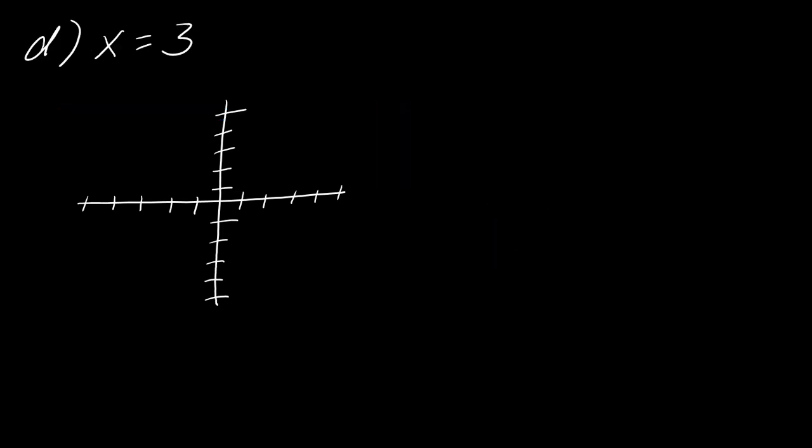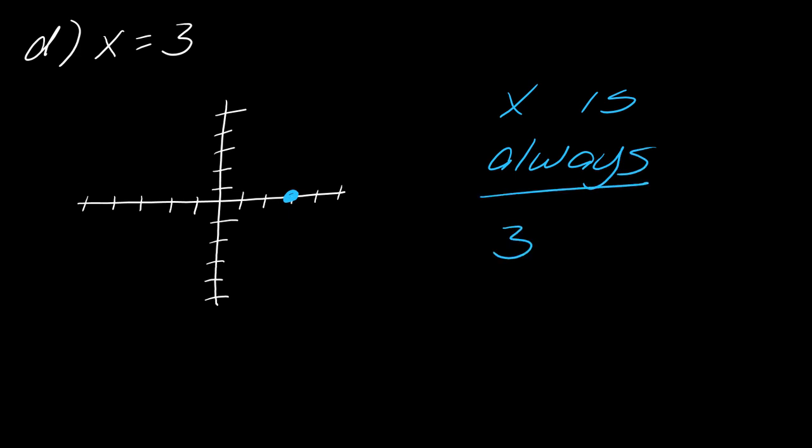And so we have a similar thing for x equals 3. If I come over to the x-axis, here's where x will equal 3. And otherwise this is going to be x is always 3. And so here's another place where x would equal 3. Here's another place where x would equal 3. So this is going to be a vertical line.